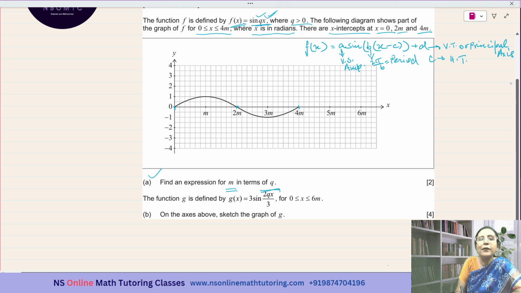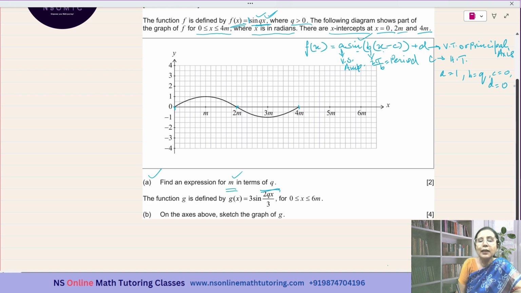So now we are having sine qx. Just trying to relate this function expression with this one, we are seeing that A is equal to 1 because this is 1. And then sine qx, it is Bx. So therefore, B is equal to q and C is equal to 0. Of course, D is also equal to 0.